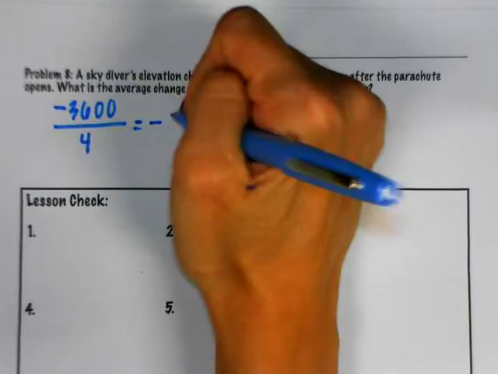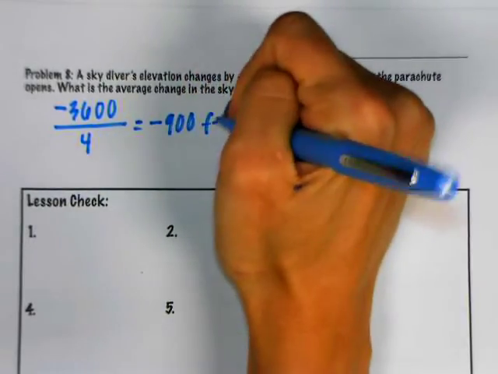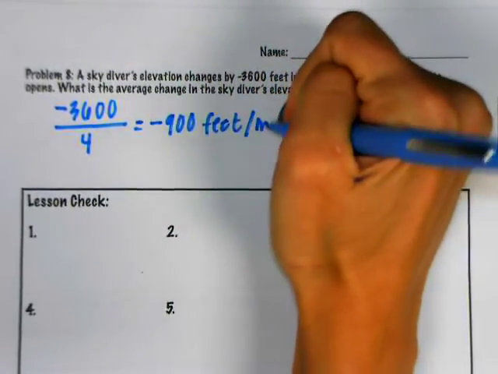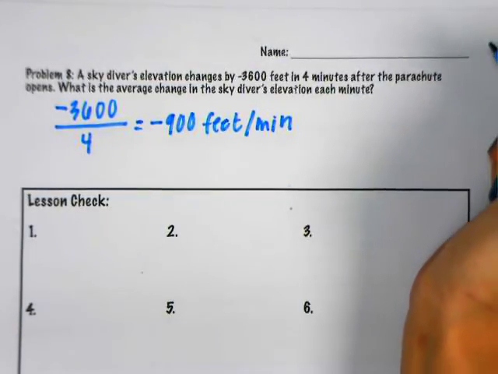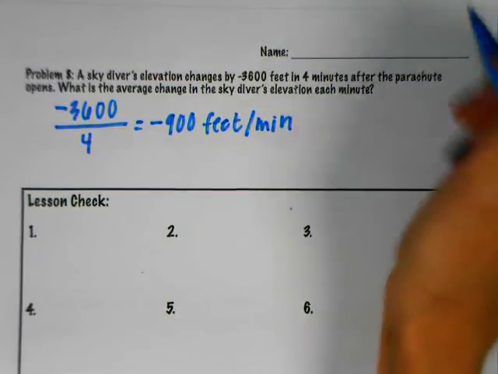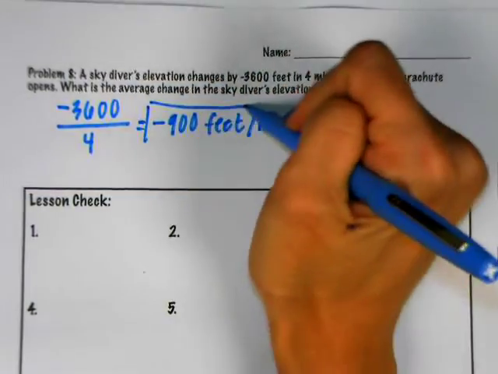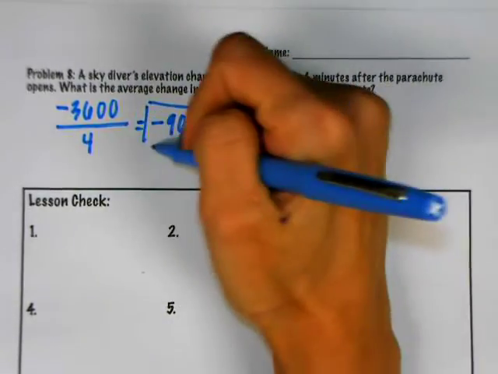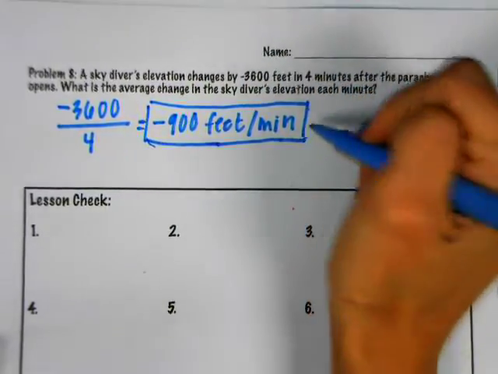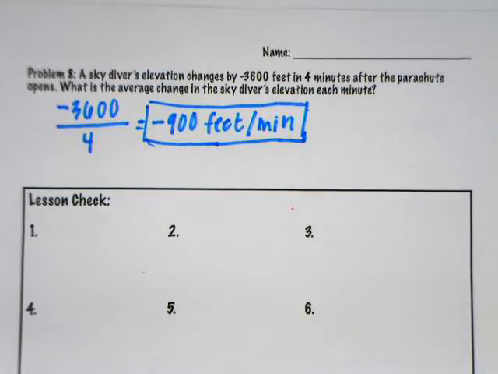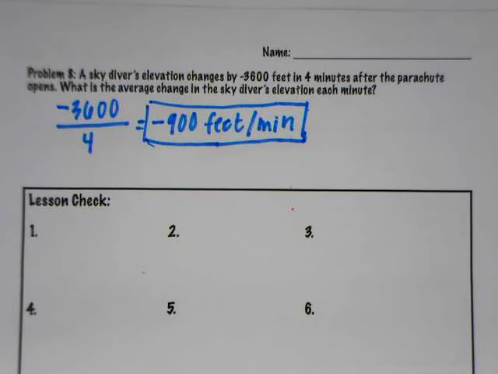Yep, so going down 900 feet per minute. So keep in mind that's just an average. That doesn't mean that you're for sure going 900 every single minute exactly. You might be going more in 1 minute, but then you'd compensate by going less in another. It's just asking for the average, okay?